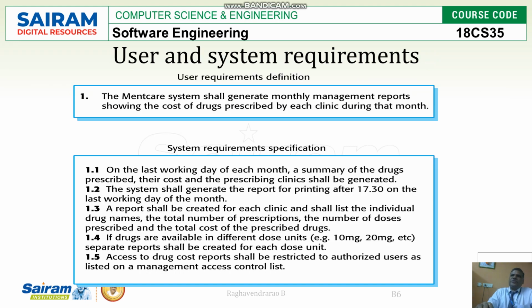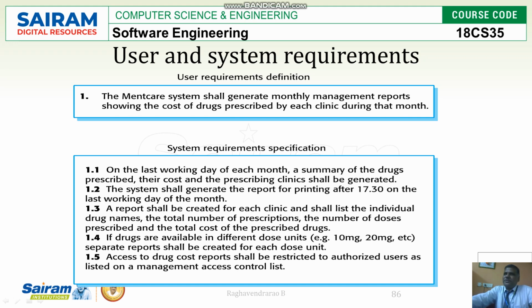There are two things in this: user requirements definition as well as system requirements definition, or we can say specifications. One example is given in this. The user requirement definition is for the Medicare system. The Medicare system shall generate monthly management reports showing the cost of drugs prescribed by each clinic during that particular month. This is the output they want.